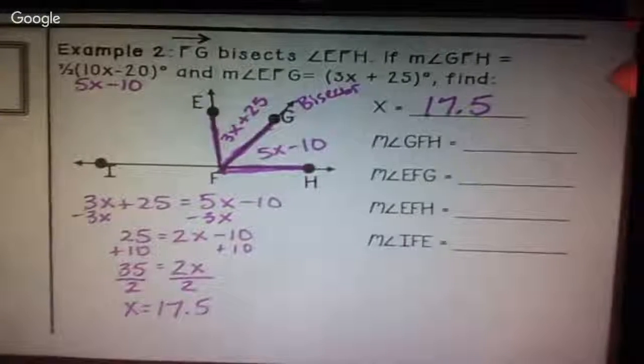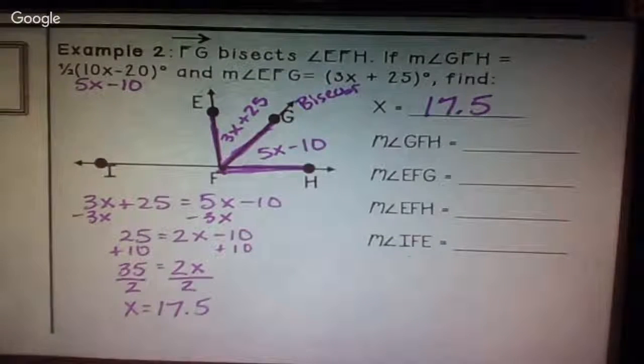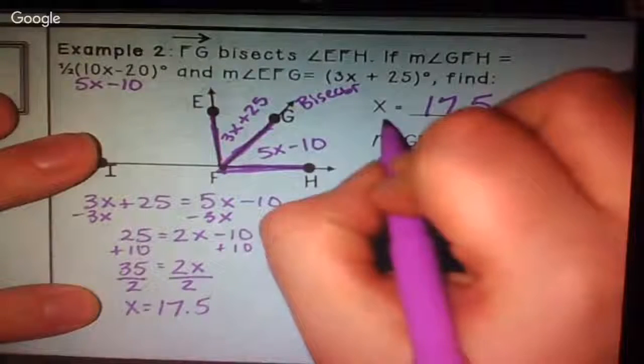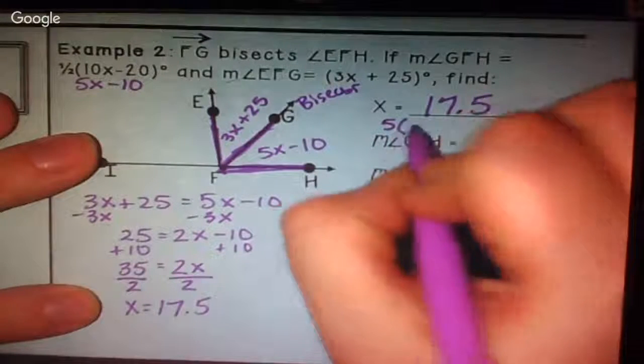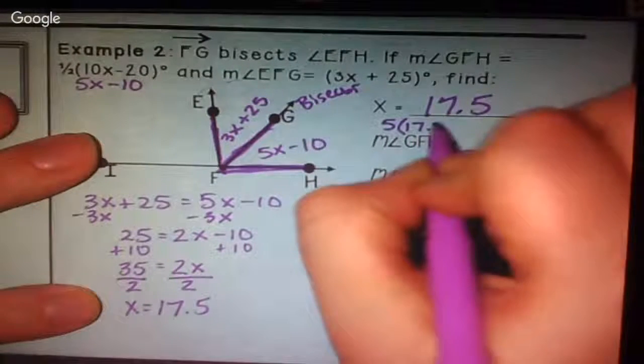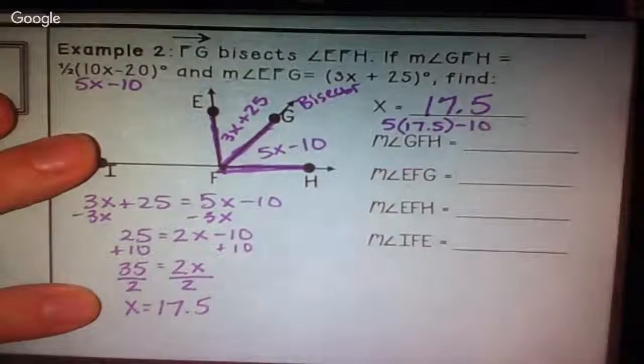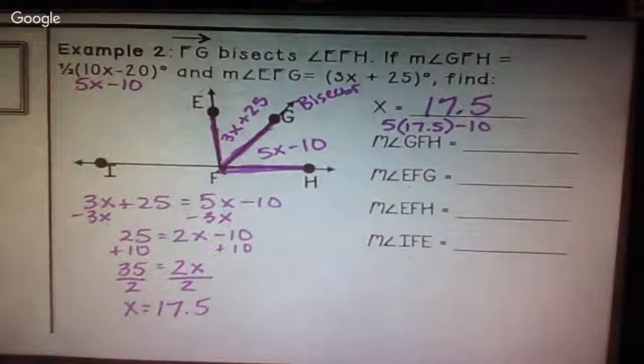Okay, now they want us to find all these random angles. They want us to find GFH. Well, we know that GFH is 5x minus 10. So we get 5 times 17.5 minus 10. I know we don't have a lot of calculators right now. You're welcome to use your phones. 77.5. Okay. They stole my calculators for ACT.